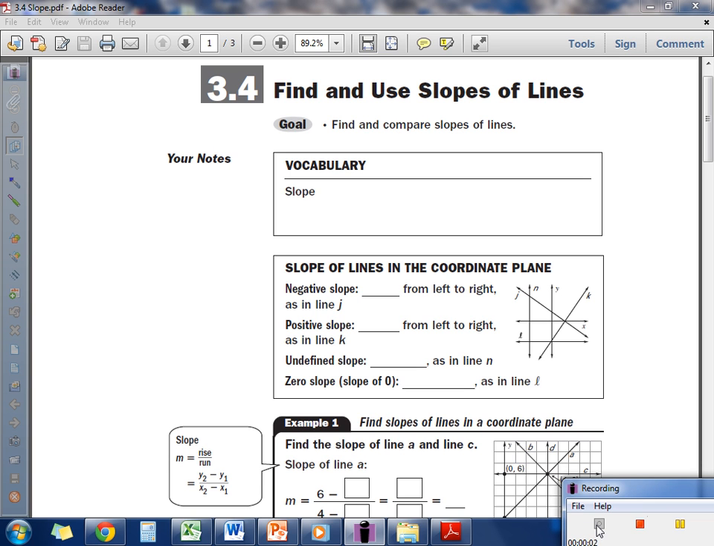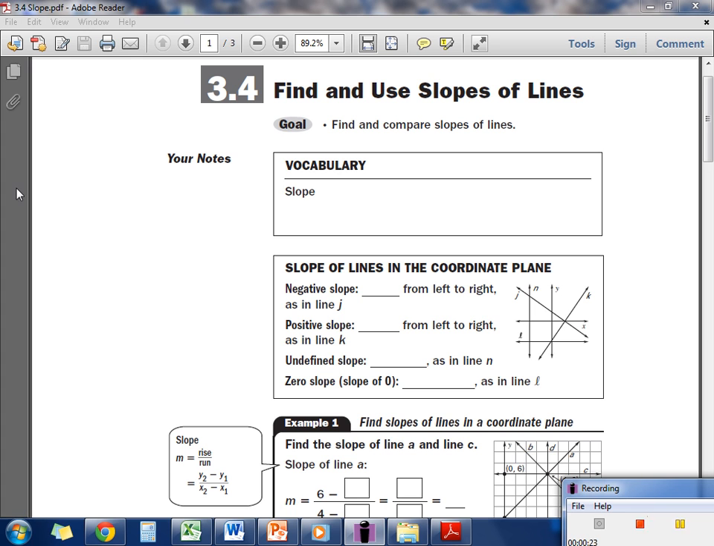Today's lesson is about finding and comparing slopes of lines. This section is just a big preview of Algebra 1. So if you pay attention, or if you just remember it from Algebra 1, it should be really, really easy. There is nothing really new from Algebra 1 that we're doing today.